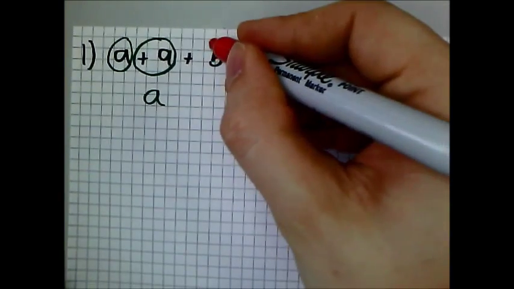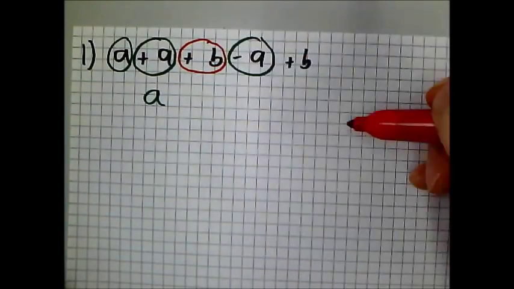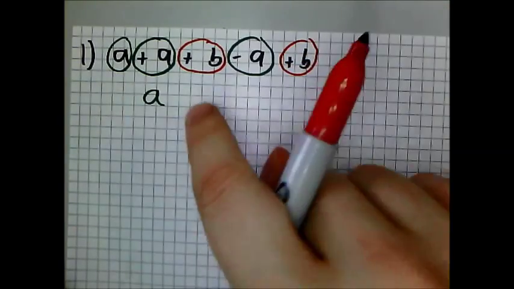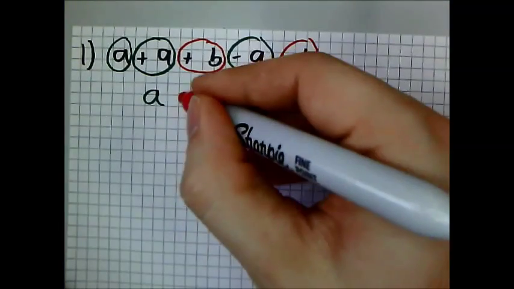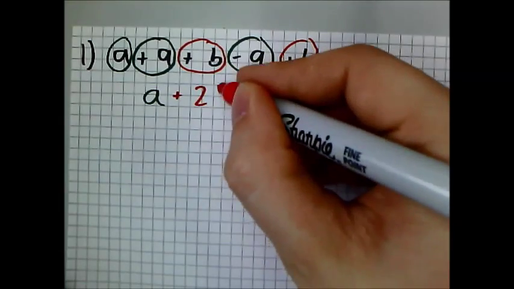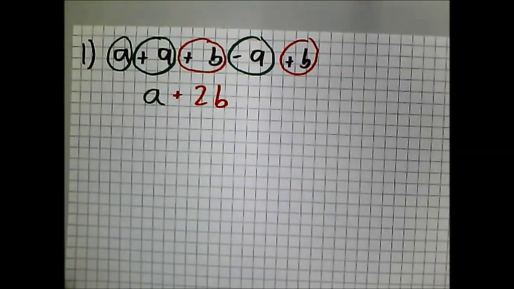In a different colour, we'll look at the b's. So we've got a positive b and a positive b. So you've got a b plus a b. That's plus 2 lots of b. And that's question 1.